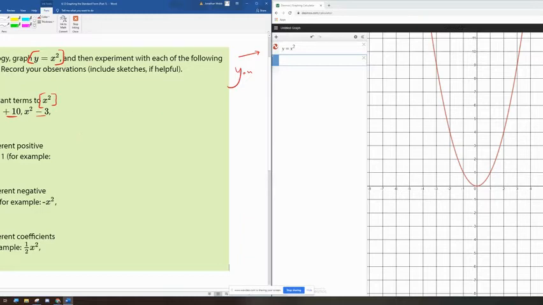All right, so after you've done that, what did you notice? When you added a number, what direction did your parabola go? And then for number one, if you subtract a number, what do you notice? What direction does your parabola shift? All right, where does it go?